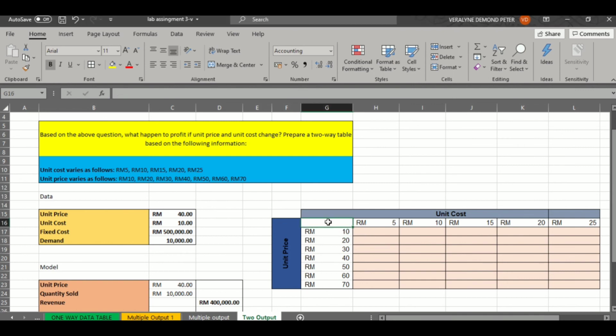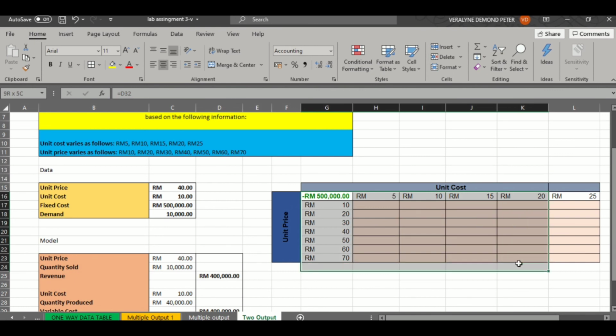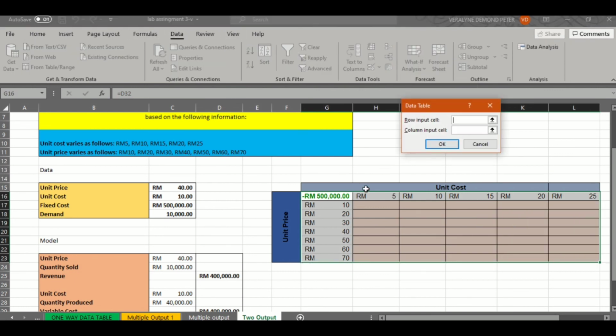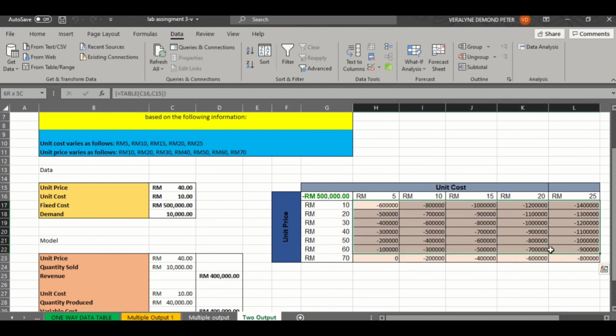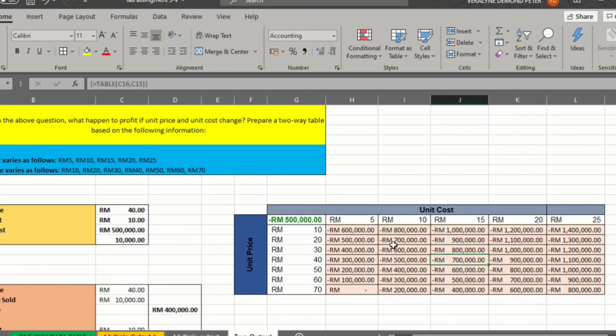So set the profit here and then choose this table. Click Data, What-If Analysis, Data Table. The row input cell is unit cost because the row here is unit cost, and the column input cell is unit price. It is called the two-way data table because we need both the unit price and unit cost information in order to find out the change in the profit.